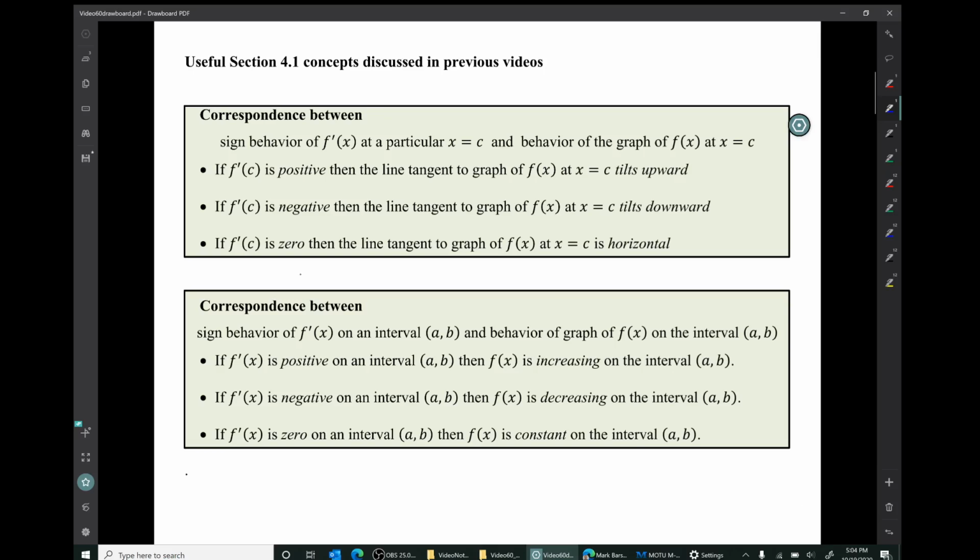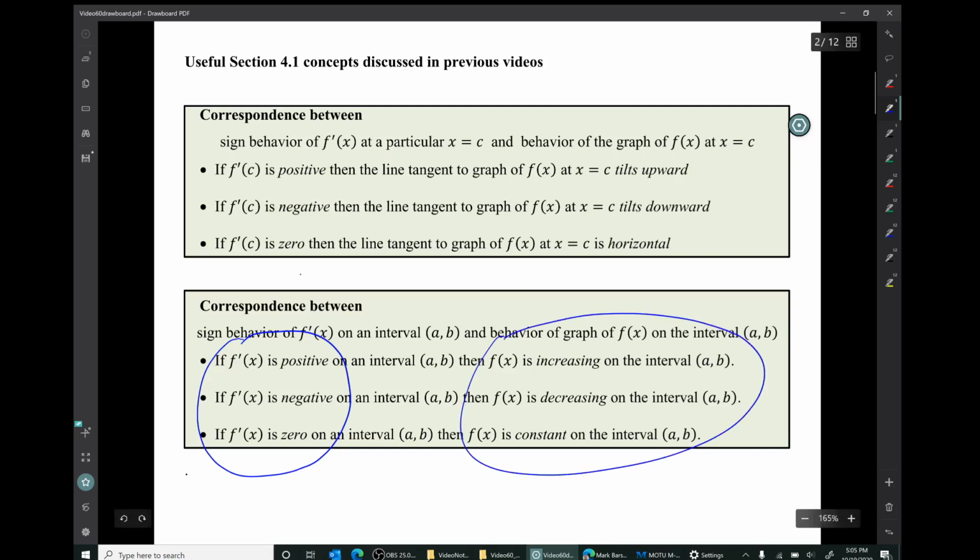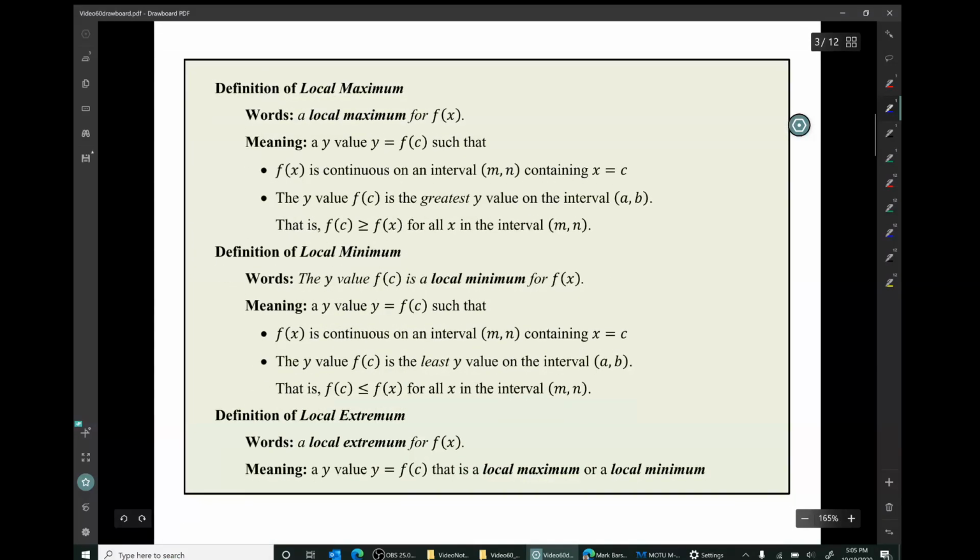And we discussed the correspondence between the sign behavior of f prime on a whole interval and the corresponding behavior of the graph of f on that same interval. The sign behavior of f prime on an interval tells us whether f of x is increasing or decreasing or constant on that interval. And we had the idea of a local max and a local min. A local max is a y value that's the greatest y value on an interval, and a local min is a y value that's the least y value on an interval.